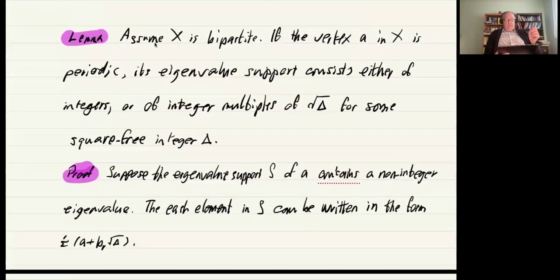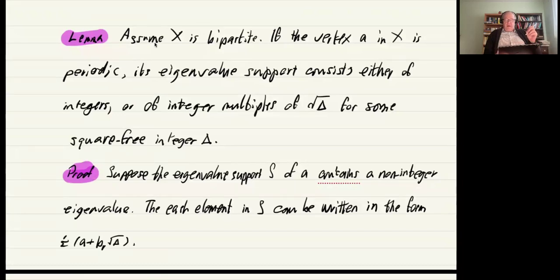Now the claim is the eigenvalue support of that vertex consists of integers or integer multiples of square root delta for some square free integer delta. In fact, we always take it like this. We just as easily say it consists of integer multiples of square root delta for some square free integer delta and allow delta to be equal to 1. And then you get the integer case, the delta case. But anyway, that's just fussing. So this is the claim.